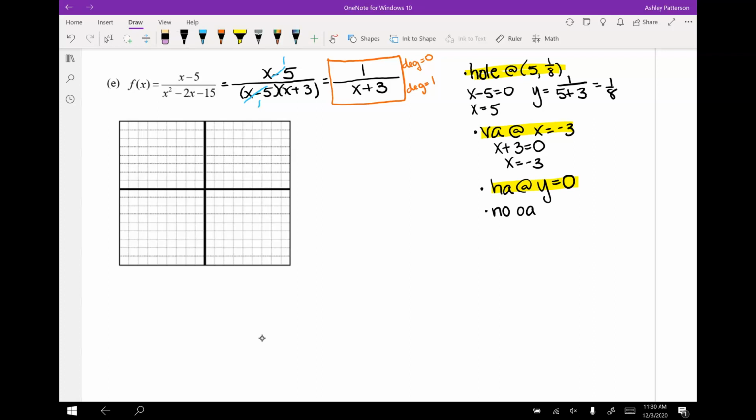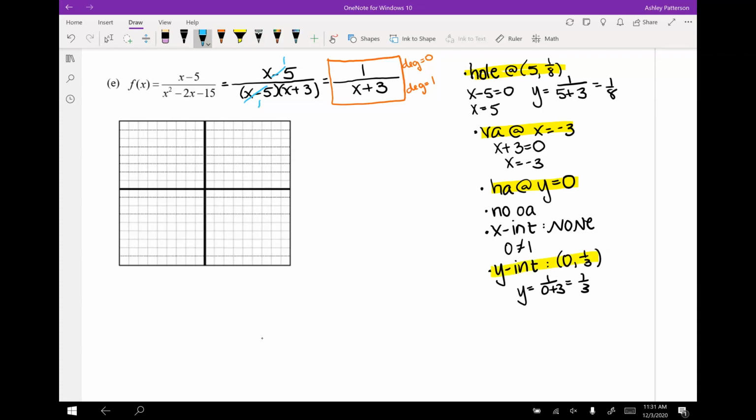Sweet. Okay, last but not least are our intercepts. Now for the x-intercept, we set the numerator equal to 0. So 0 is equal to 1. That's not possible. So we don't have an x-intercept. And then for the y-intercept, we simply set y equal to 1 over 0 plus 3. We get 1/3. So our y-intercept is at 0, 1/3. And I'll highlight that too as a reminder.